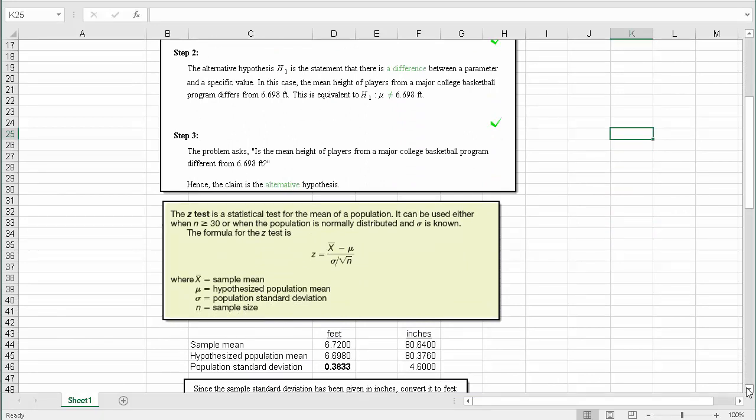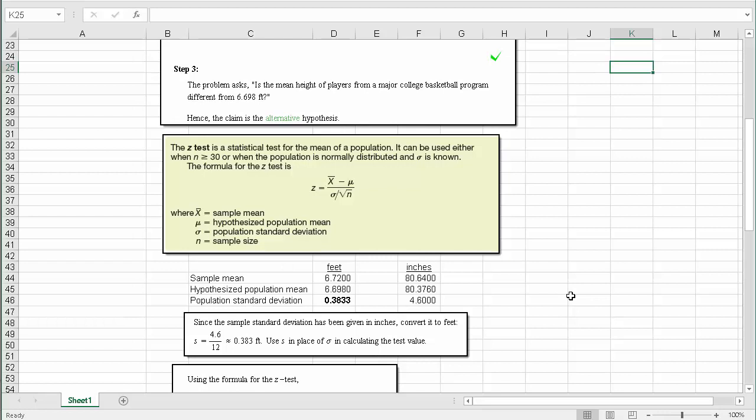Now, what we want to do in this case is use the z-test. And the z-test is a statistical test for the mean of a population, but it can be used either when n, which is the sample size, is greater than 30, or when the population is normally distributed and the population standard deviation is known. So the formula for the z-test is given right here.